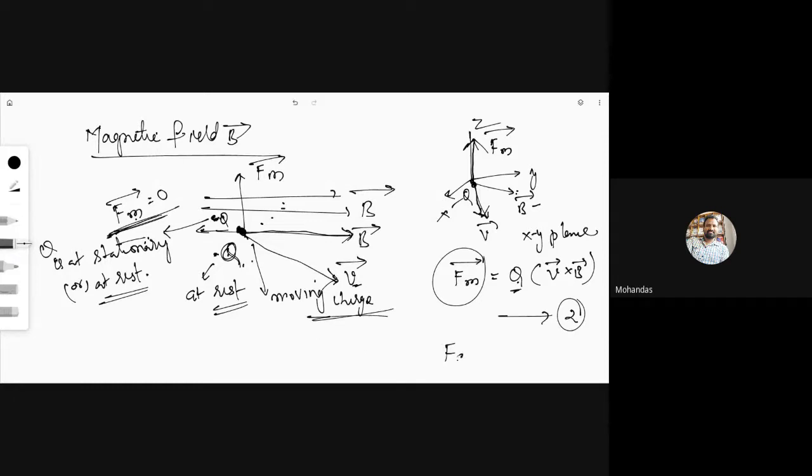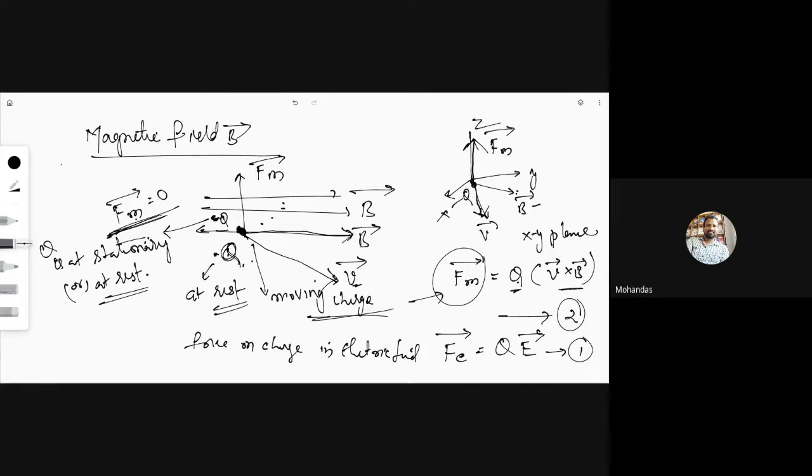Fe equals Q into E. Fe equals Q into E. This is equation 1. We discussed it earlier. What is the Fe? Force on a charge in an electric field. What is the Fm? Force on a moving charge in the presence of a magnetic field.